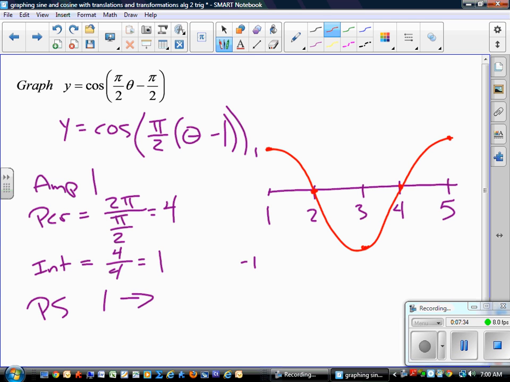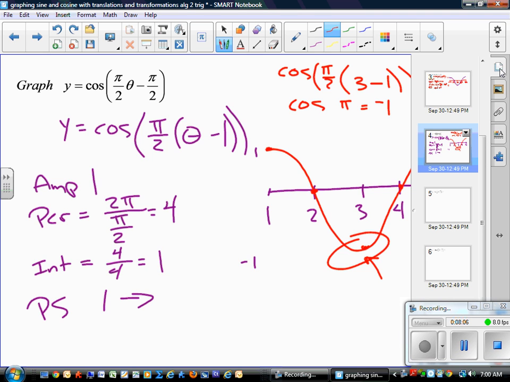And let's just go ahead and check this for kicks. All right. We'll use this point here. We'll plug it in. So I have the cosine of pi over 2 times 3 minus 1. 3 minus 1 is 2, and pi over 2 times 2 is pi. We want to know the cosine of pi, which is equal to -1. Sure enough, there it is. So we check. Next example.